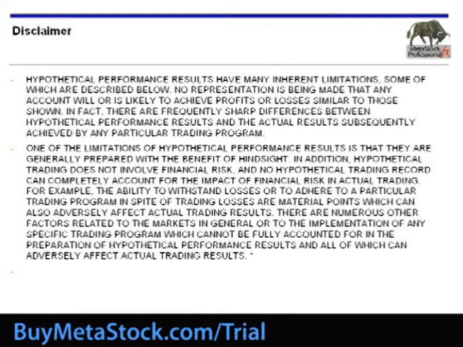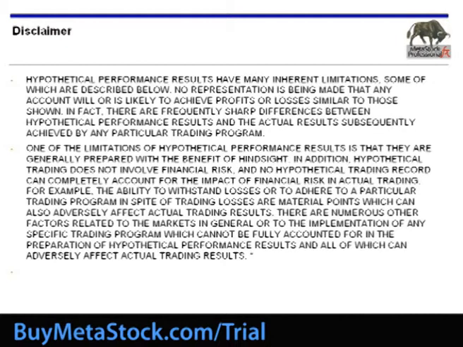Before we start talking about the plugin, we're going to read this disclaimer. Hypothetical performance results have many inherent limitations, some of which are described below. No representation is being made that any account will or is likely to achieve profits or losses similar to those shown. In fact, there are frequently sharp differences between historic performance results and the actual results subsequently achieved by any particular trading program. One of the limitations of hypothetical performance results is that they are generally prepared with the benefit of hindsight. In addition, hypothetical trading does not involve financial risk, and no hypothetical trading record can completely account for the impact of financial risk in actual trading.